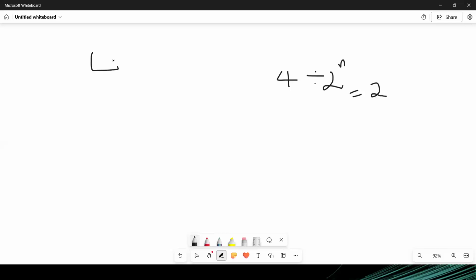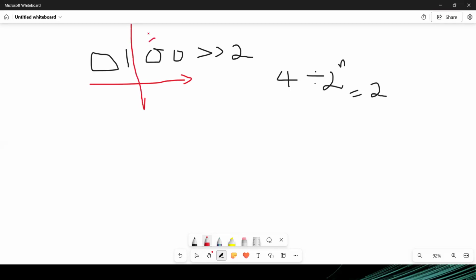So I'm going with 0100, which is 4, and I'm shifting to the right by 2 bits. I have shown the example of 1, so I'm shifting by 2 bits. Since I'm shifting by 2 bits, I'm going to cut out 2. I'm pushing towards this area, so since I'm pushing by 2 bits, I would cut off these 2.